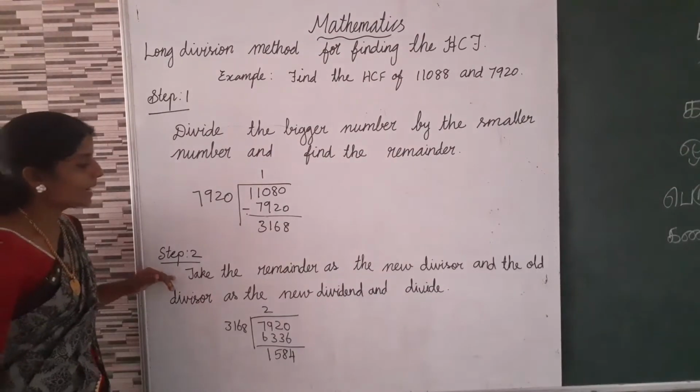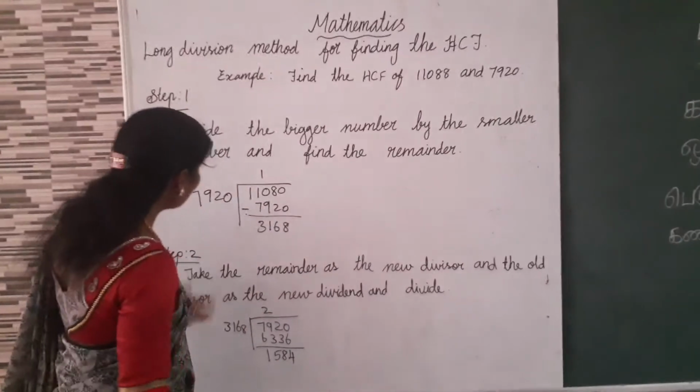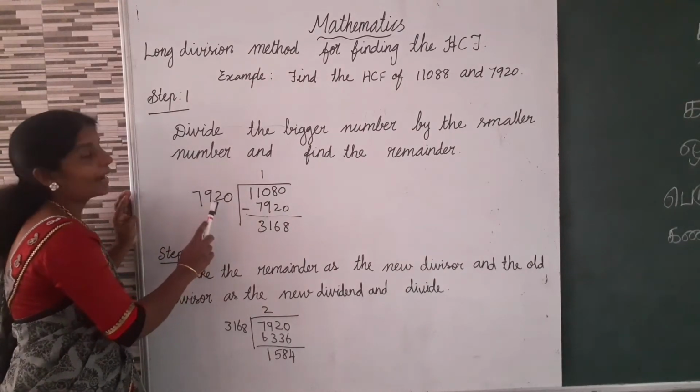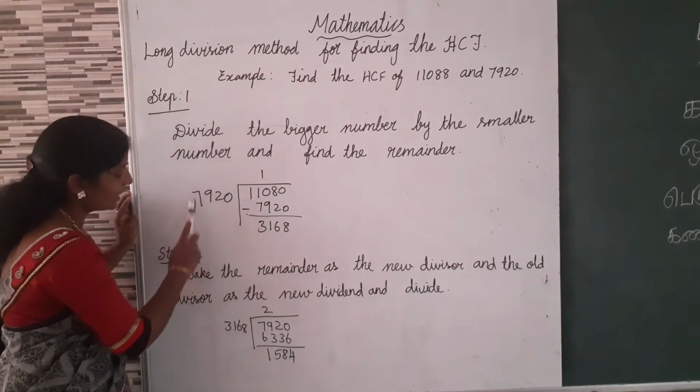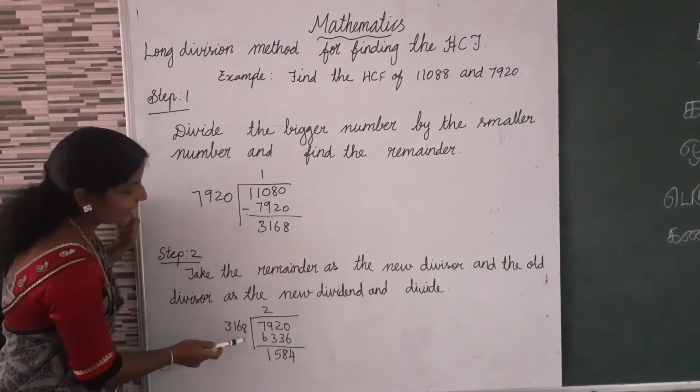Then the second step. Take the remainder as the new divisor. This remainder is the new divisor, and the old divisor, which is 7,920, is the new dividend. Now we compare these two numbers: the remainder is the new divisor, and the old divisor is the new dividend. So 7,920 divided by 3,168 is 2 times, which is 6,336. Now we subtract, and the remainder is 1,584. Now we continue with this remainder till zero.